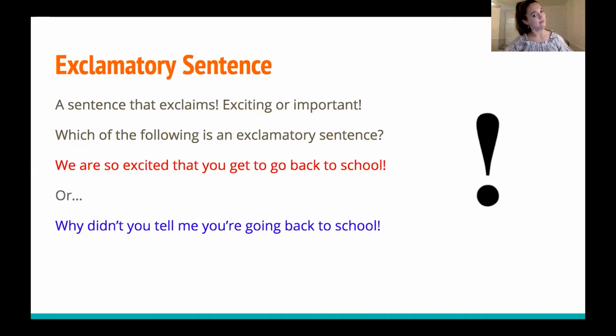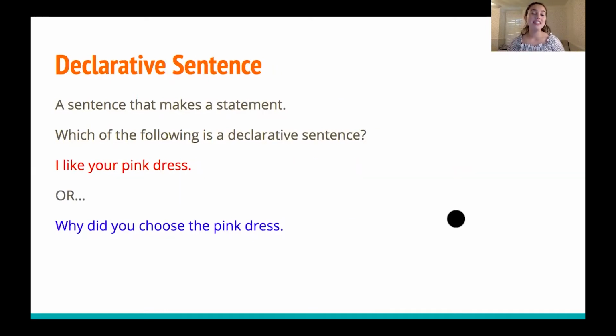All right, moving on. And of course, we will give more examples of each sentence type at the end. Okay, let's talk about a declarative sentence. A declarative sentence makes a statement. So I'm going to read you guys again these two sentences, and I would just love for you to tell me which you think is the declarative sentence. So the red sentence, the first sentence is, I like your pink dress. Or, why did you choose the pink dress? That was the blue sentence. So out loud quickly, just say which one you guys think is the correct answer, the red sentence or the blue sentence.